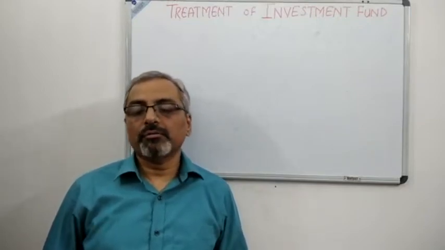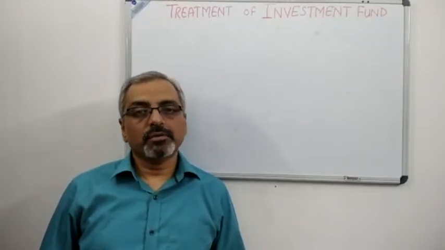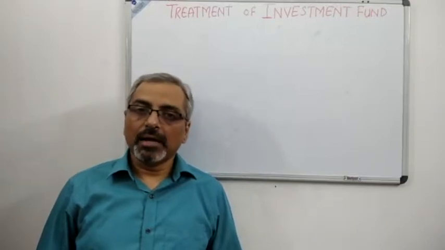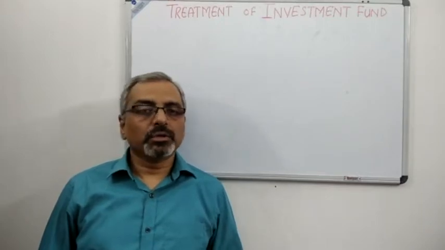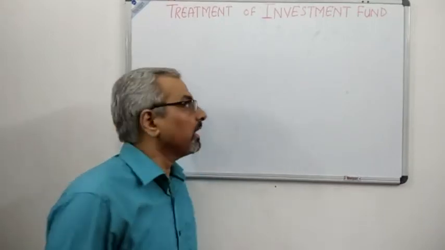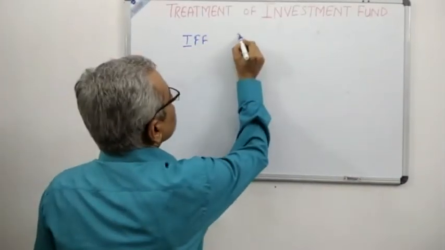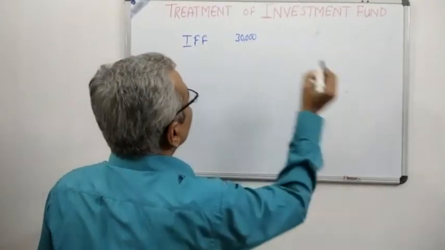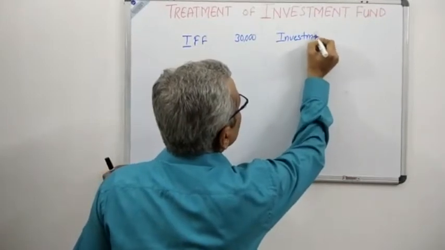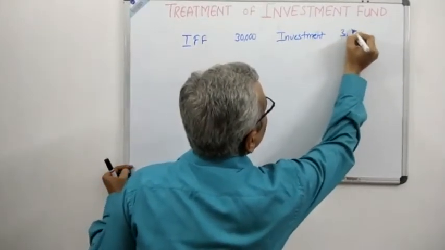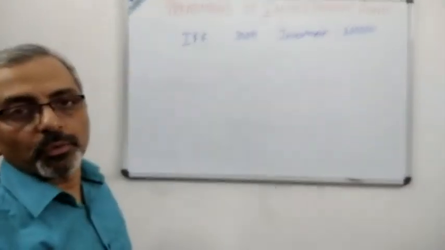Now, you have to understand very carefully that the value of the investment fluctuation fund is given on the liability side of the balance sheet, and the value of investment is given on the asset side of the balance sheet. Now, let us start with a very simple case where we have an investment fluctuation fund given as 30,000 on the liability side of the balance sheet, and there is an investment valued at 3 lakh, and there is no other piece of information given.